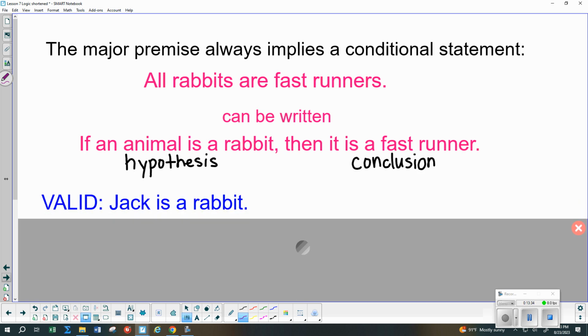So let's see if we can come up with a valid argument that says, if it's a rabbit, then it's a fast runner. Jack is a rabbit, therefore. Who wants to try to give me a valid argument? It's got to either match the original order or match the contrapositive. Those are going to be the only two valid ones that we do. What does Jack is a rabbit match, if or then? Here is our if. Here is our then. Jack is a rabbit. Does that match the if or the then? The then. Okay.